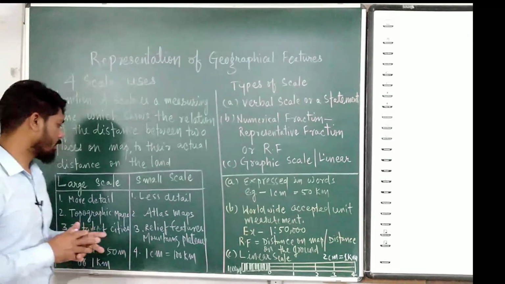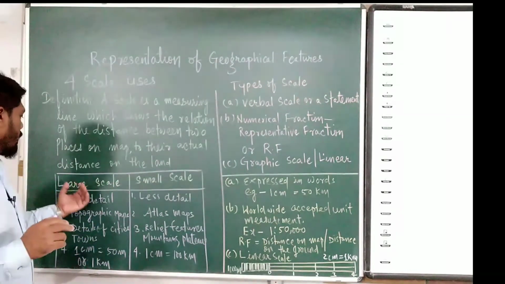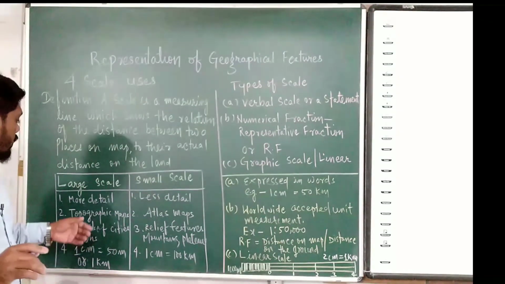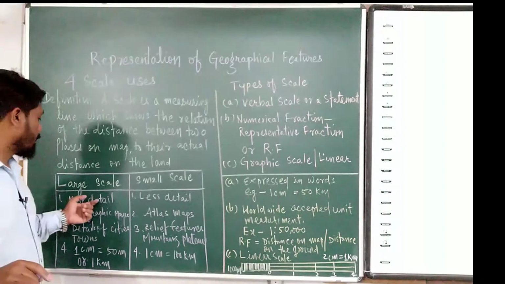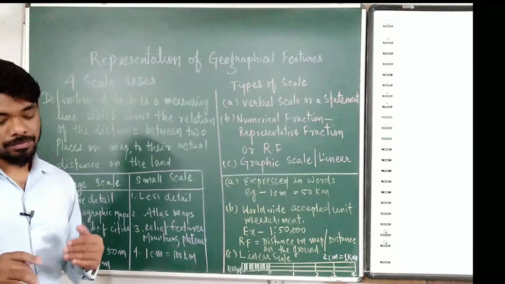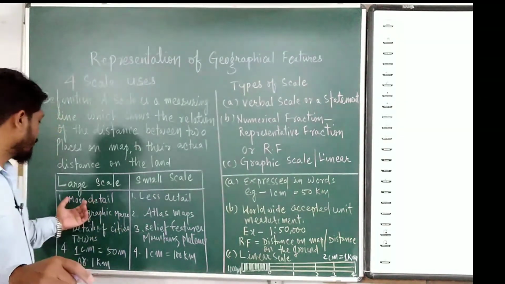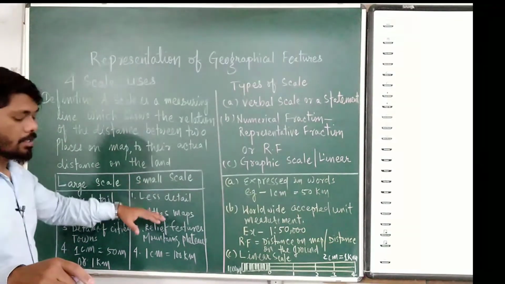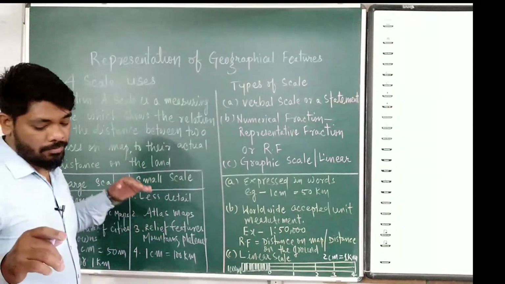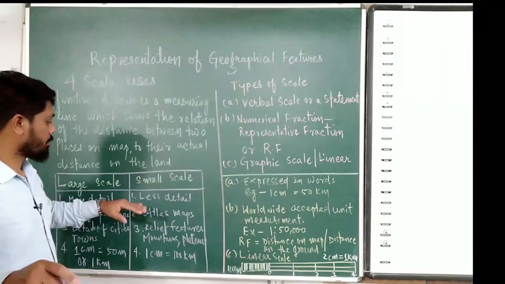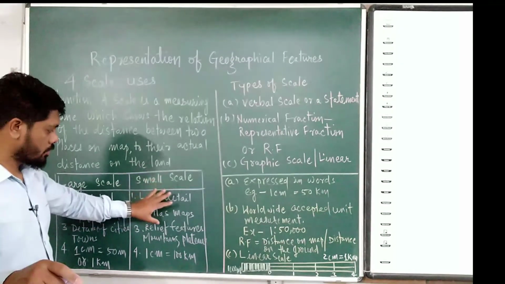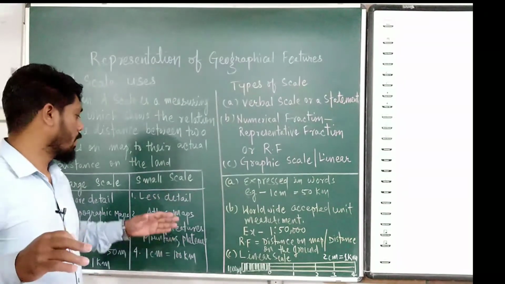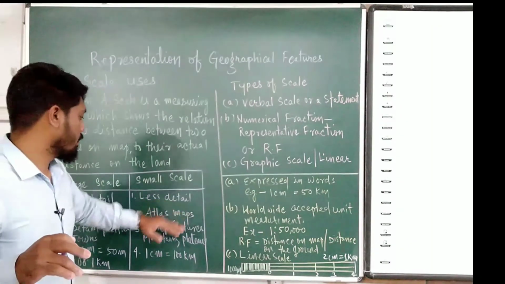Let's see what is shown in the large scale and the small scale map. In the large scale map, more details are shown: a small area with more details. But in small scale, a large area is shown with less detail and space. More details will not be shown because the large area is compressed and shown with less detail.